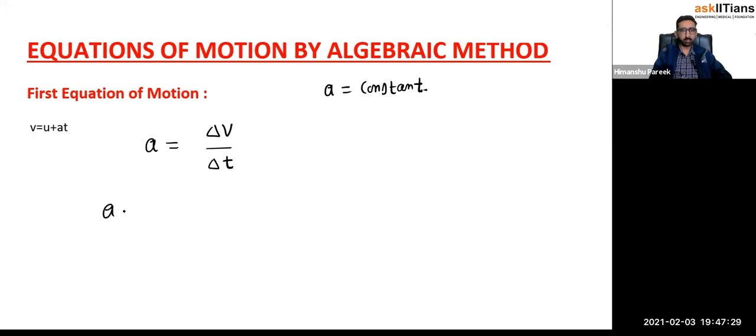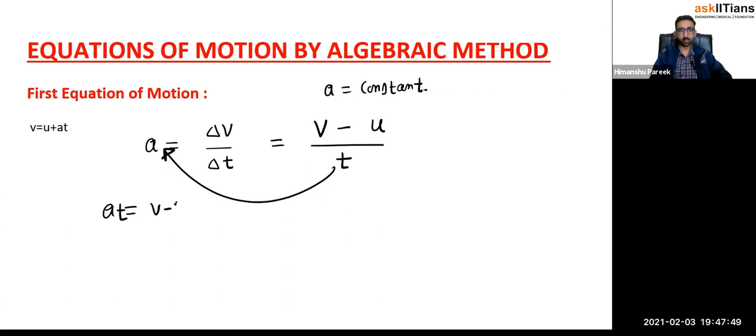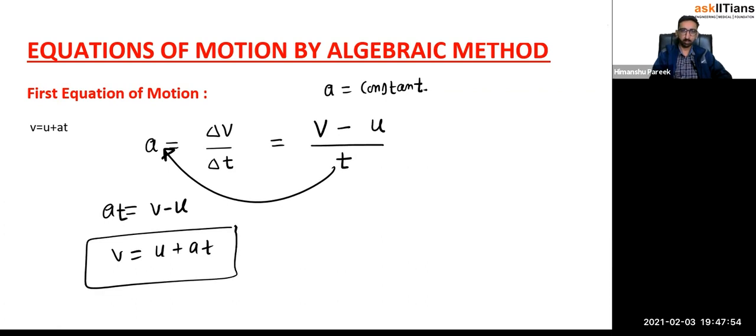Now what I can say is that delta V is nothing but final velocity minus initial velocity, V minus U. V is the final velocity. We are using the same symbols as the previous case. Divided by time taken T to change the velocity. So A is equal to V minus U over T. Do the cross multiplication. You will get AT equal to V minus U. So V is equal to U plus AT. That's it. So it's very easy to derive this first equation of motion. Just write down the definition of acceleration, the change in velocity per unit time. That's the definition of acceleration.